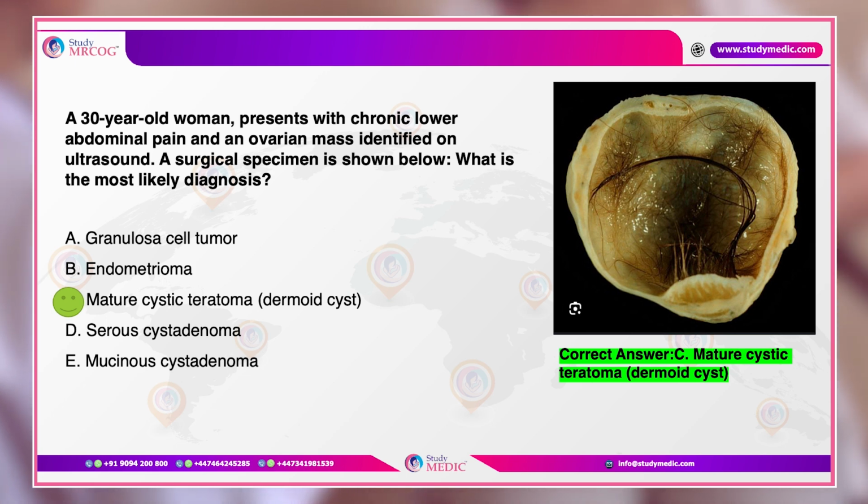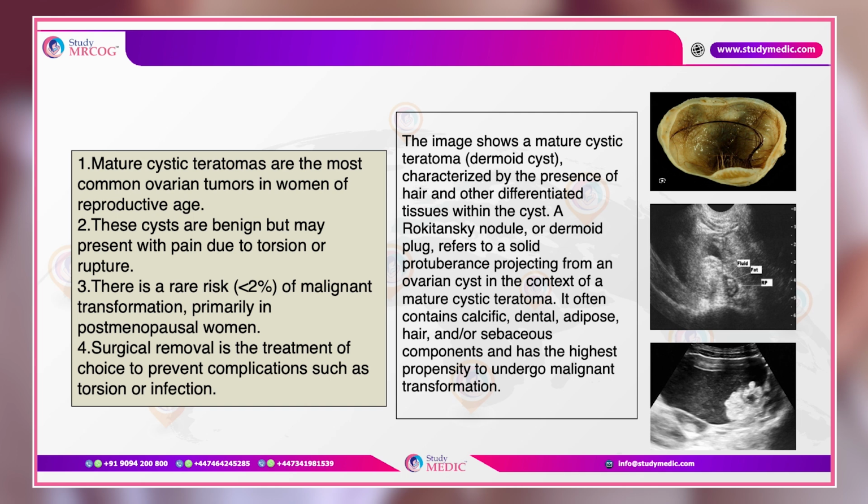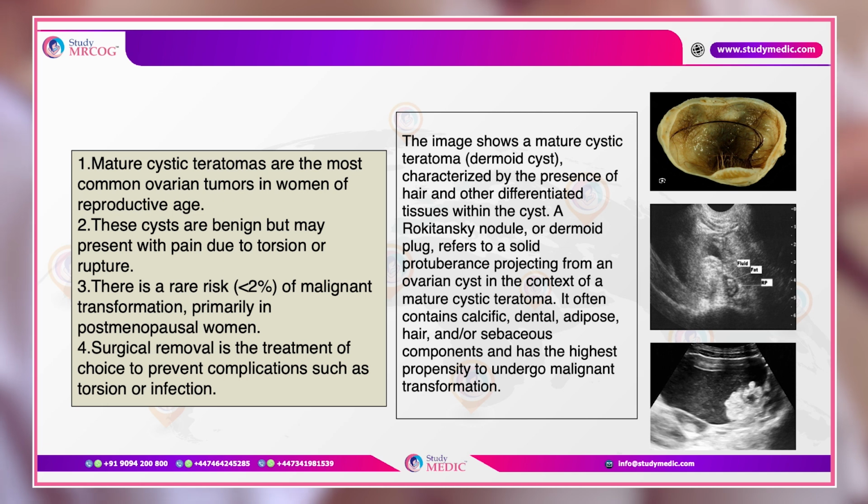We must know that this is the most common ovarian tumor in women of reproductive age. Let's see a little bit more about mature cystic teratoma and other kinds of images that might be given to you in the exam so that it's a clear-cut answer for all of you. In the image that was given to us in the question, we saw a mature cystic teratoma because there was presence of hair and other differentiated tissues within the cyst.